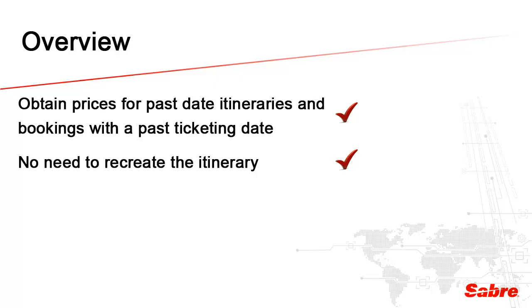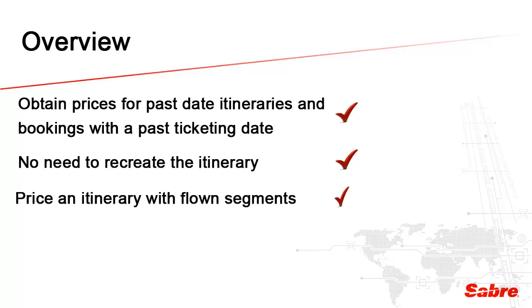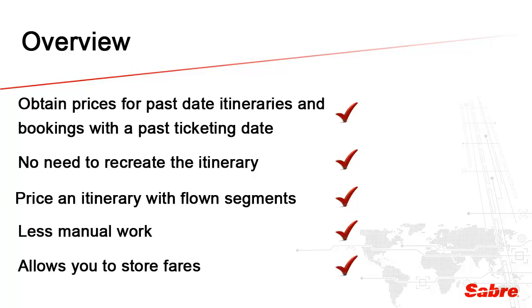You may also use the Historical Pricing app to price an itinerary with flown segments, which is very useful to calculate prices for exchanges before using the exchange tool. With this app, you may get a fare difference in a scenario where, for example, the outbound is flown and there is a change on the inbound flight. It is a streamlined process that requires less manual work. Historical Pricing app gives you the option to store and keep those fares in an Excel document for auditing purposes.